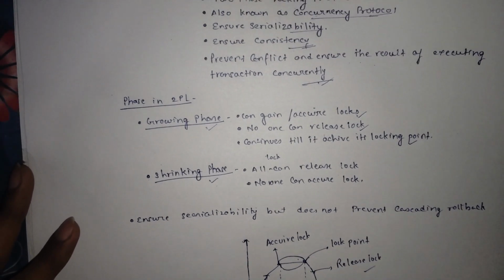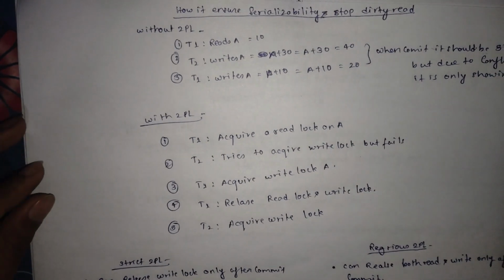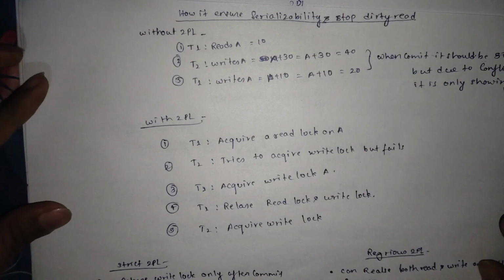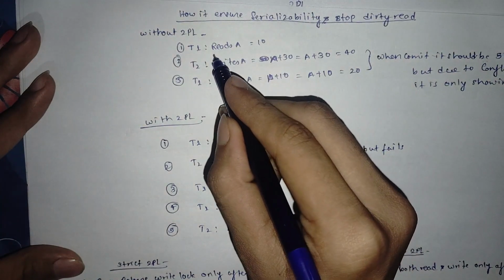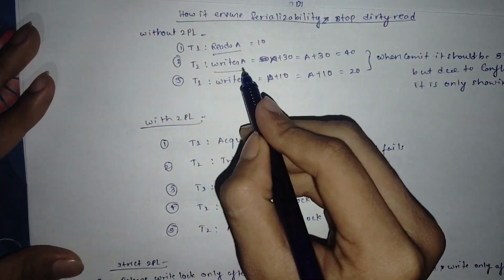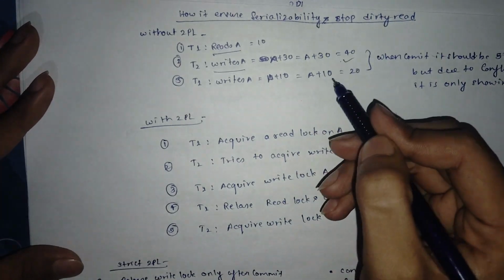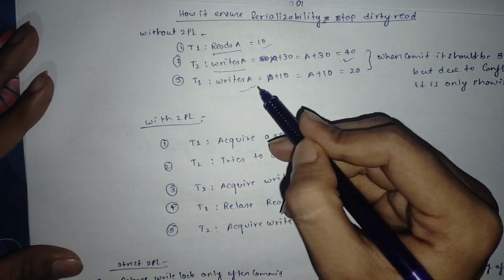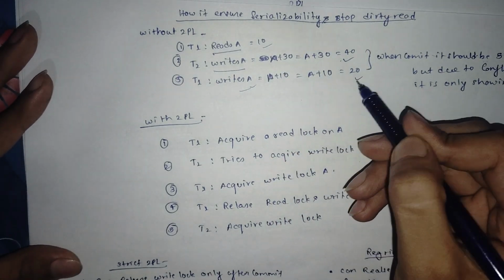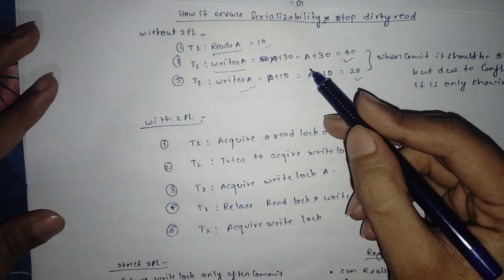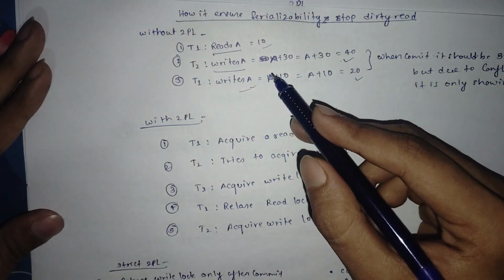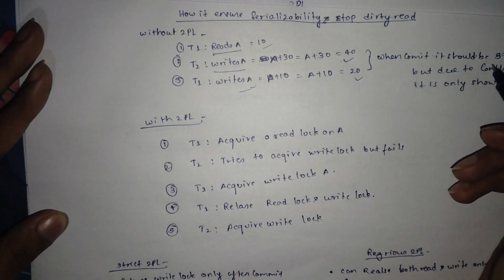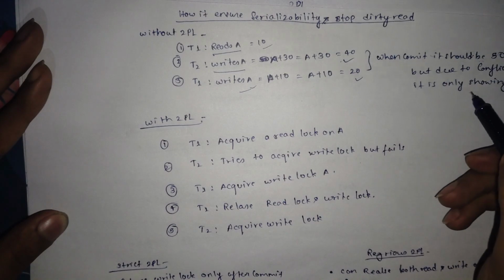Now, how does it ensure serializability? Let's suppose we have two transactions, T1 and T2, and transaction T1 does read A. Now T2 will write A as A plus 30, which becomes 40. Now T1 reads A as 10, then writes A as A plus 10, 10 plus 10, which is 20. Here the write of A by T2 is not read by T1 because T1 already read it. So when committed it should be 50, but due to the conflict it is only showing 20.